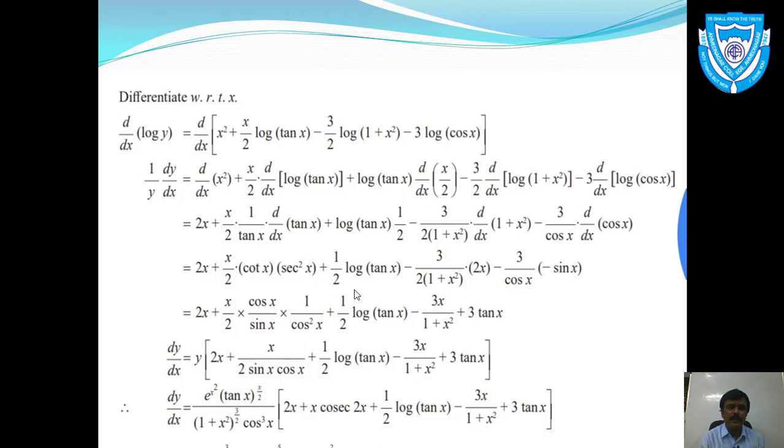So we got dy upon dx is equals to y times, and the entire right hand side is written in a square bracket, that is 2x plus x upon 2 sin x cos x plus 1 upon 2 times log of tan x minus 3x upon 1 plus x square plus 3 tan x. And in the last step we'll just replace y by its value, whatever the original value of y is. In the last step please do not forget to replace y by the given value of x, given value of y. So this is all about the logarithmic differentiation.